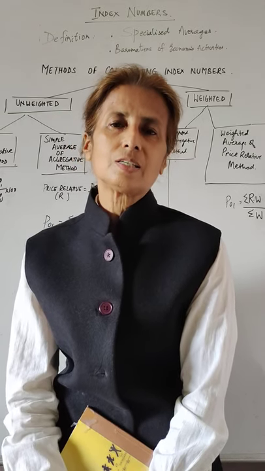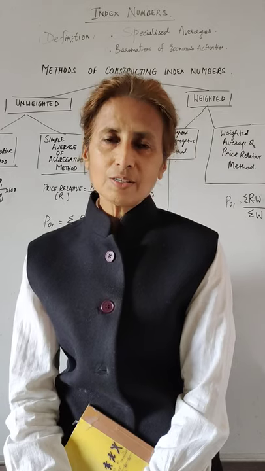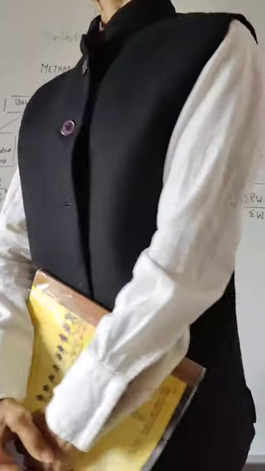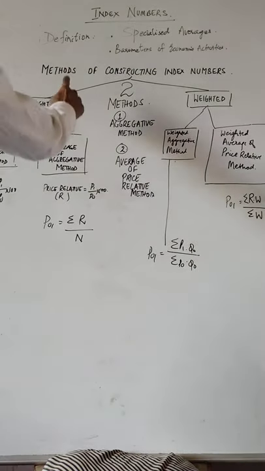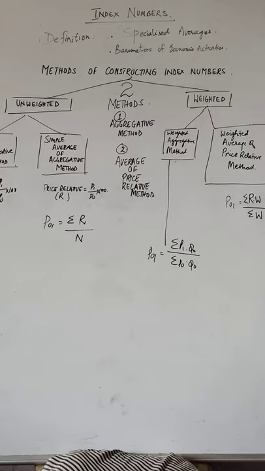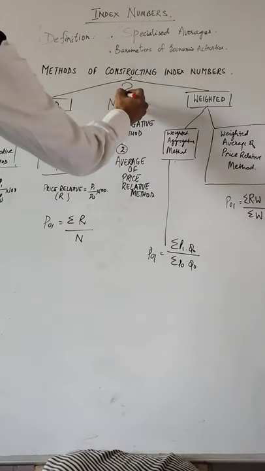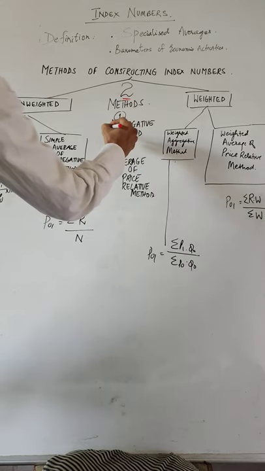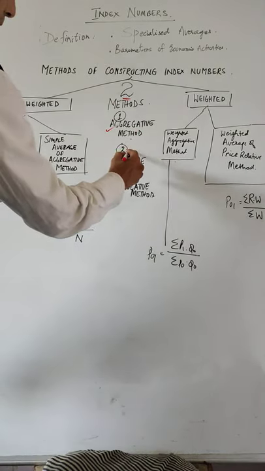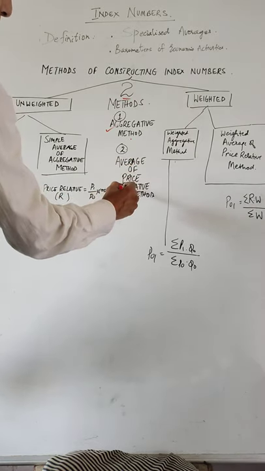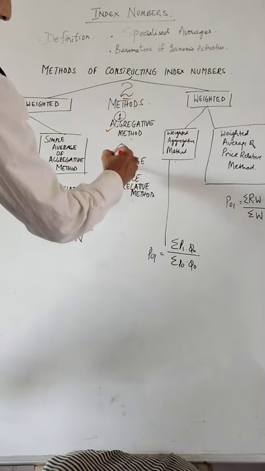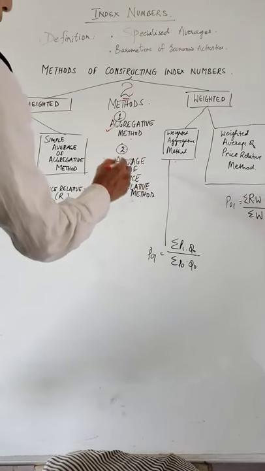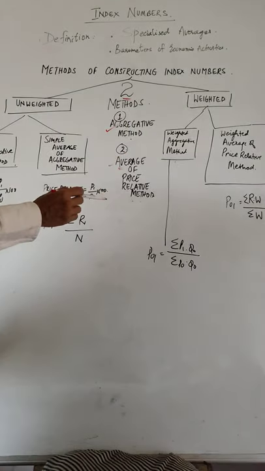What are the methods we are going to do today? What are the methods of measuring index numbers, right? So here we go. Look at this. So methods of constructing index numbers. So we have two basic methods. One is the aggregative method. So this is the first one, aggregative method. And the second is average of price relative method. So we are going to do these two methods today.